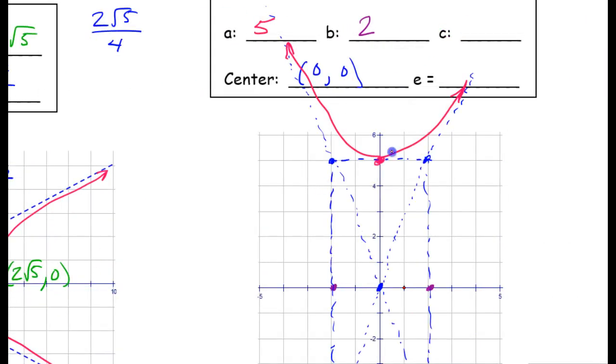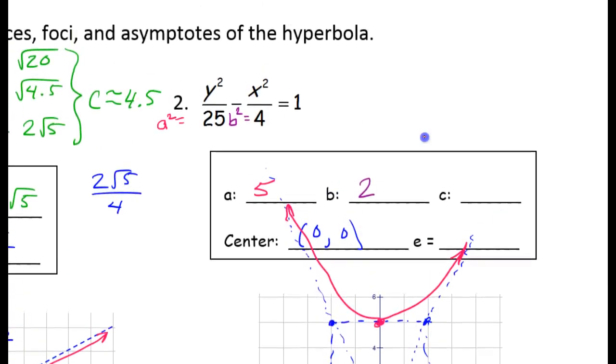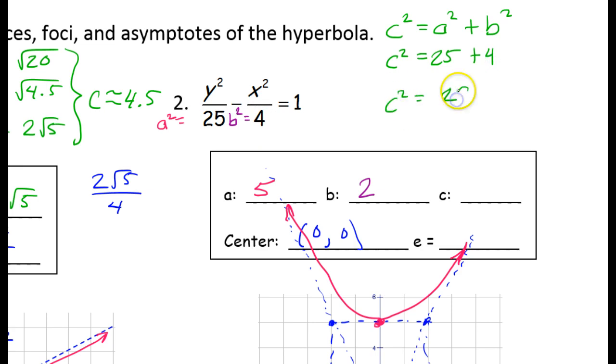So we've graphed the hyperbola, but we haven't graphed the foci yet. You can get the foci by using the following little equation. C squared is equal to a squared plus b squared in hyperbolas. So that means c squared is equal to 25 plus 4. So c squared is equal to 29. So c is the square root of 29. For graphing purposes, it would be helpful to have a decimal approximation.